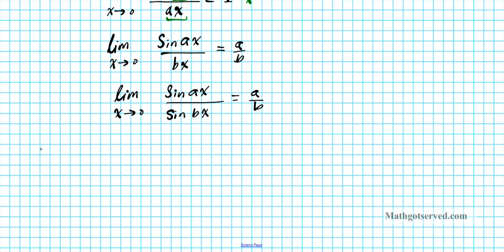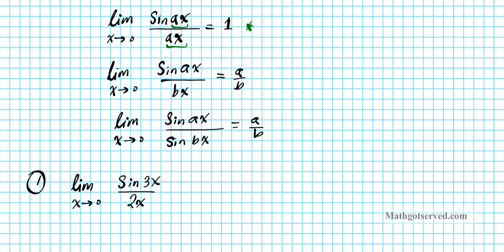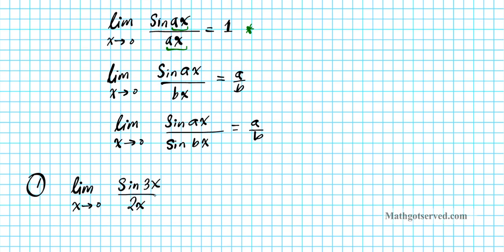Example number 1: what is the limit as x approaches 0 of sine 3x over 2x? Take a look at this. What do you think the limit is? If you remember this from what I showed you right here, ax over bx, you can clearly see that this is going to be 3 over 2.